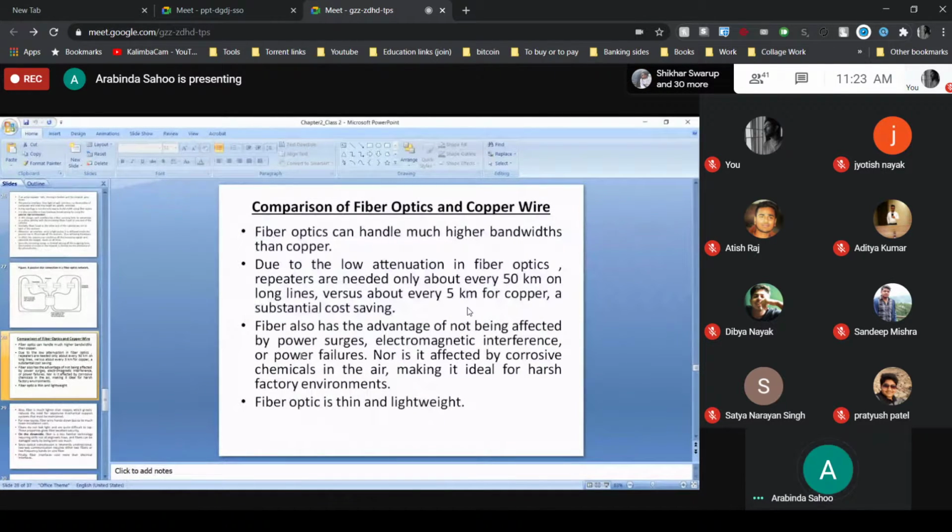Number four is fiber optics is thin and lightweight. If you compare fiber optics, it is thin and lightweight as compared to your copper wire. So this is another advantage of your fiber optics as compared to your copper wire. It is thin and lightweight.